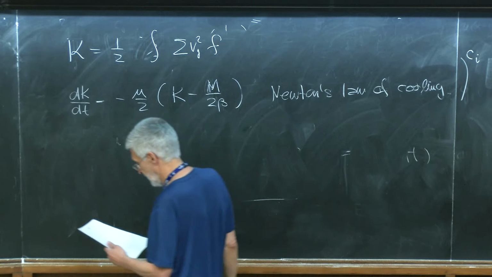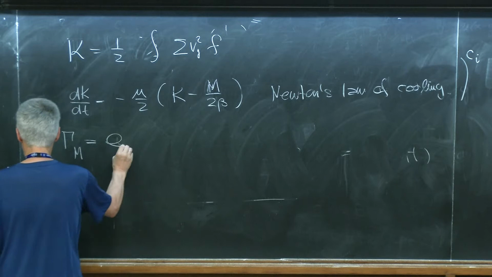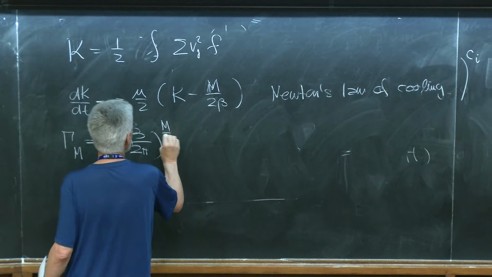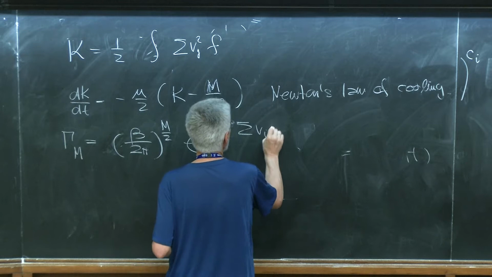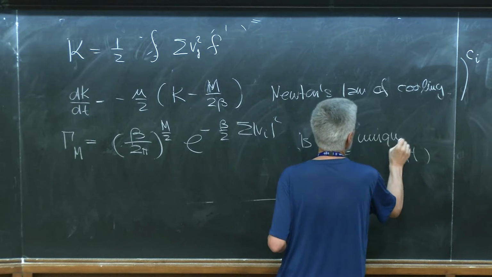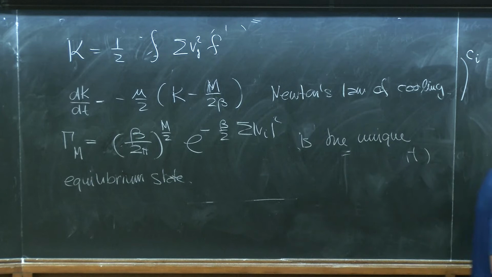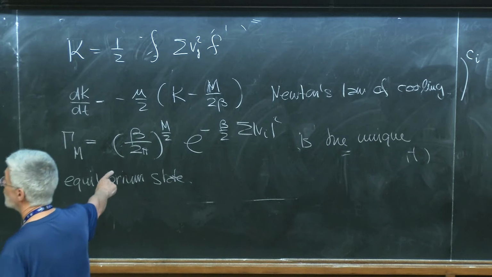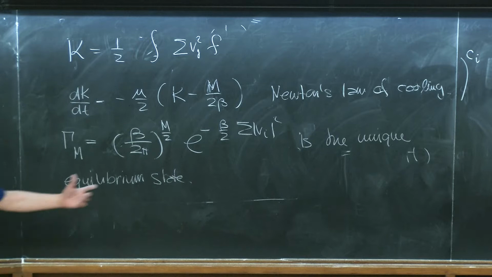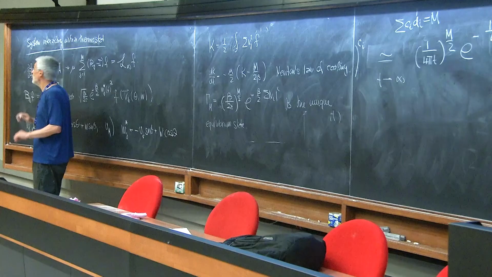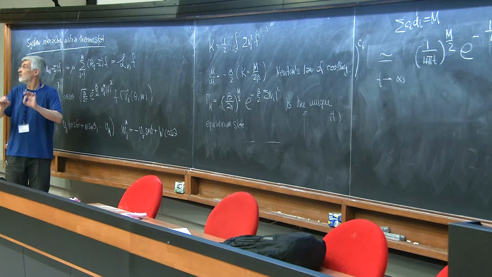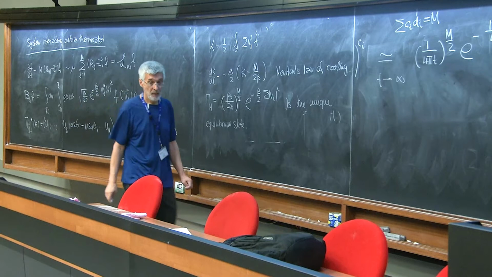You can also easily see that gamma m, which is beta over 2 pi to the power m over 2, times e to the minus beta over 2 times the sum of the v squared, is the unique equilibrium state. Your system starts out in some state, interacts with the thermostat, and drops down towards this equilibrium state. You can easily check that when you stick it into the equation. Here, you get zero. Why? Because this function is rotationally invariant, so the Kac part doesn't see it, and you subtract the identity, so you get zero. What does this other term do? When you stick in a Gaussian here, you reproduce this very same Gaussian, so this is also zero. It's really an equilibrium state. I'm just telling you the results.